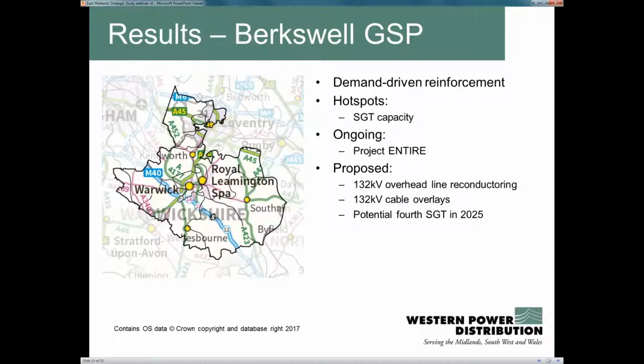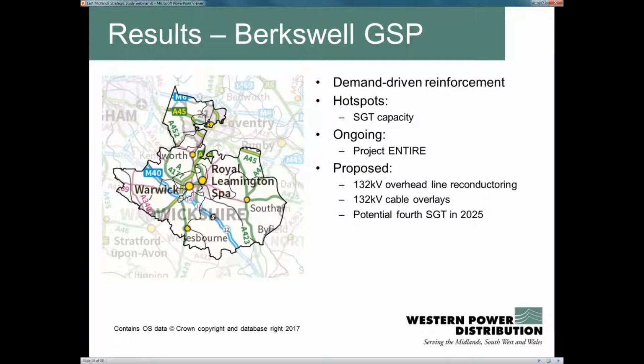So on to the results then. The next few slides will give a flavour of the sort of key messages that we found across the network, and highlight some of the constraint points and resolutions that are already in place across our network.